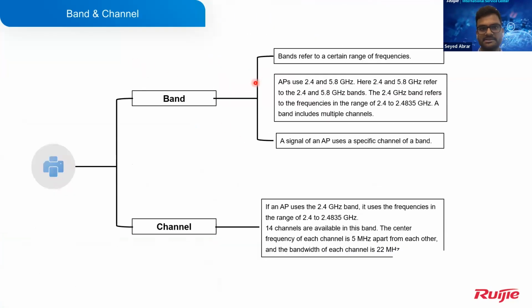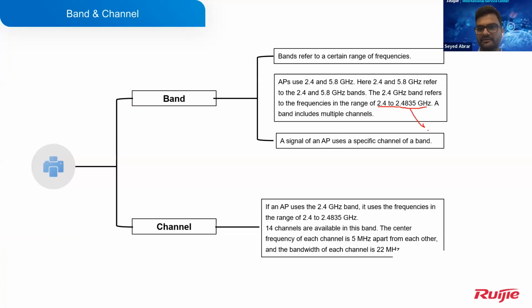If you look at bands and channels, bands are the range of frequencies. There is a slight difference between band and channel. In an AP, in a wireless network, we use 2.4 and 5 GHz bands. We call them bands. In the 2.4 and 5 bands, we have a range of frequencies. You can see the range of frequency from 2.4 to 2.83.